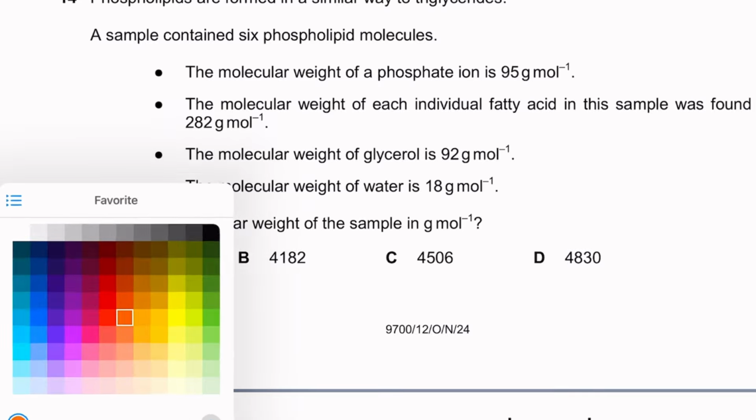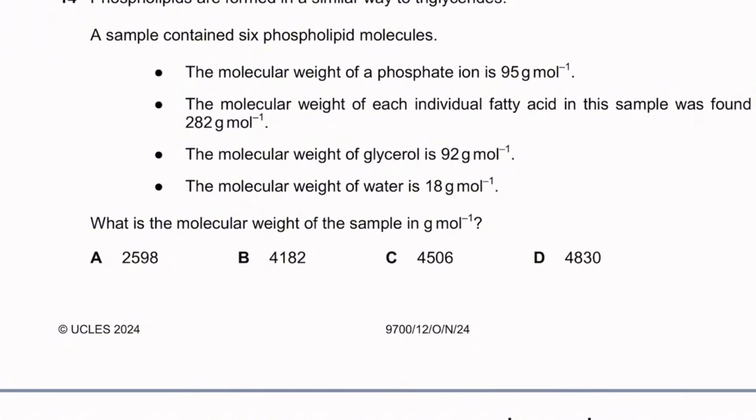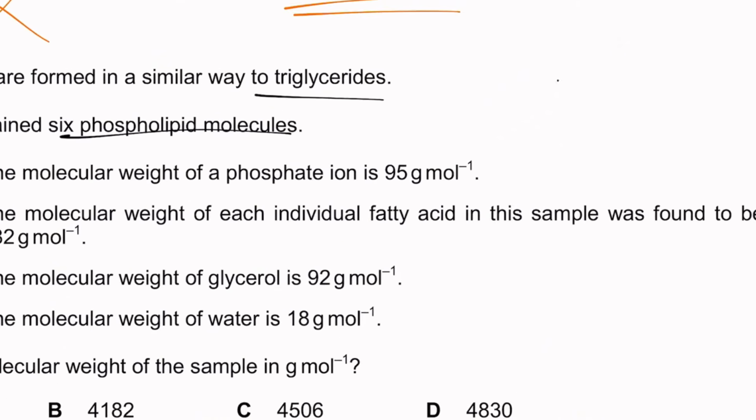14. Phospholipids are formed in a similar way to triglycerides. Yes, so it's formed in a similar way to triglycerides, and a sample containing 6 phospholipid molecules. Okay, so we have phospholipids. What is the structure of phospholipids? We're going to have a glycerol molecule, and the glycerol here is going to be attached to a phosphate group, and it's going to be attached to 2 fatty acid chains.